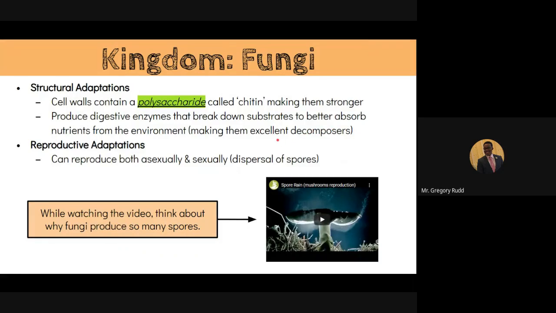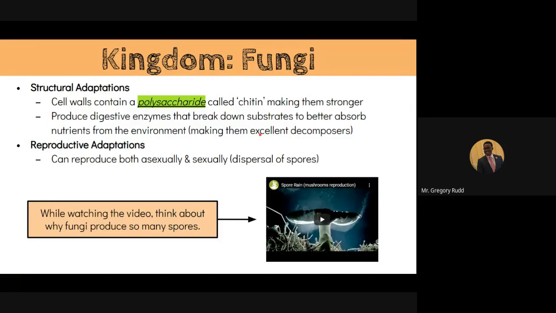So there are really 2 important structural adaptations that we think about when we think about fungi. What's up, Isaiah? The first structural adaptation that we have to mention is that cell walls are made up of chitin. Chitin is a polysaccharide that makes them stronger.